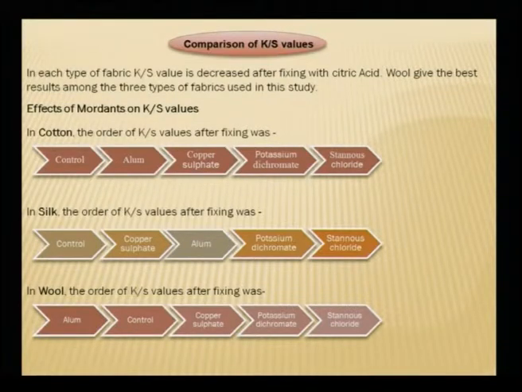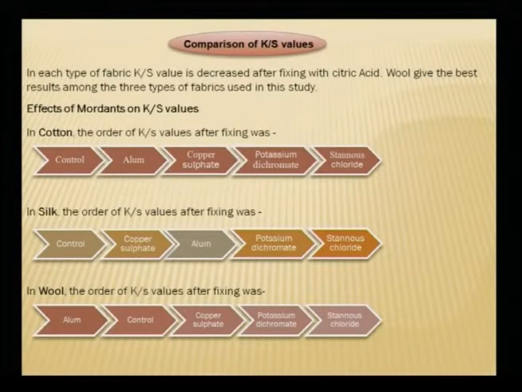So, these values are more important, but the earlier ones were more to see how much of the dye is taken up and how much is run off in the water. If we look at the cotton values, control is poorest, then alum, then copper sulphate, then potassium dichromate, and then stannous chloride. The sequence is the same in the case of silk: control, copper sulphate, alum. So, you see potassium dichromate and stannous chloride are the two mordants which are quite good for cotton and silk.